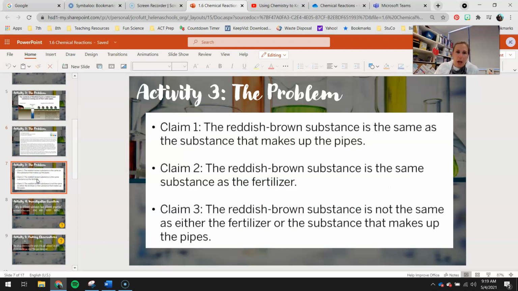Okay? All right, so here's the problem, and we think it could be one of three things that's happening. Claim 1: the reddish-brown substance is the same as the substance that makes up the pipe. So obviously we didn't find this reddish-brown substance in the well. That means it has to be coming from the pipes. Claim 2: the reddish-brown substance is the same substance as the fertilizer. So even though it maybe looked different in the well, the fertilizer and the reddish-brown substance are the same. Or claim 3: the reddish-brown substance is not the same as either the fertilizer or the substance that makes up the pipe. So it's coming from somewhere else.